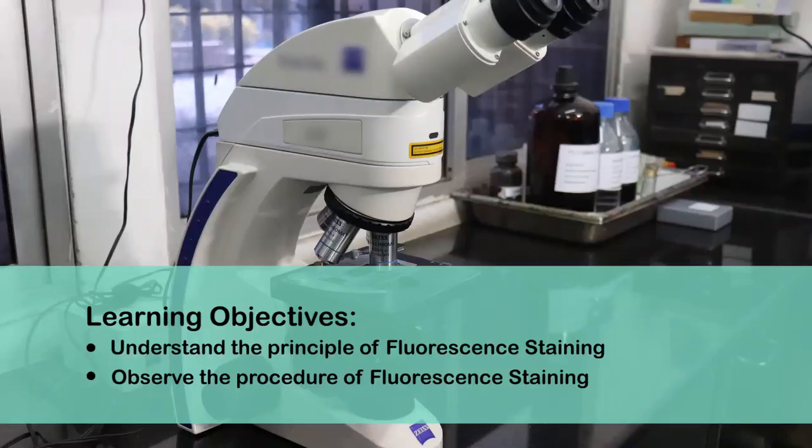In this training video, you will observe Auramine O fluorescence staining method for microscopic detection of acid-fast bacilli. The learning objectives are: understand the principle of fluorescence staining and observe the procedure.